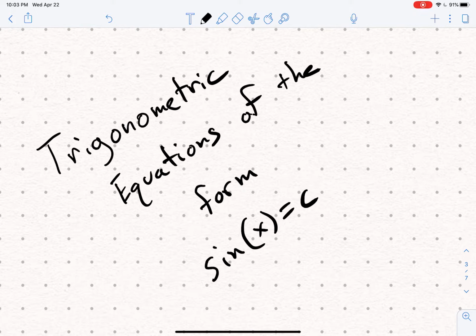Okay, everybody, let's look at our last type of basic trig equation, which is trig equations of the form sine x equal a value c. We'll start with an example. You're going to see that it's quite similar to the tangent and the cosine examples. However, there are some additional things that we need to be careful of here.